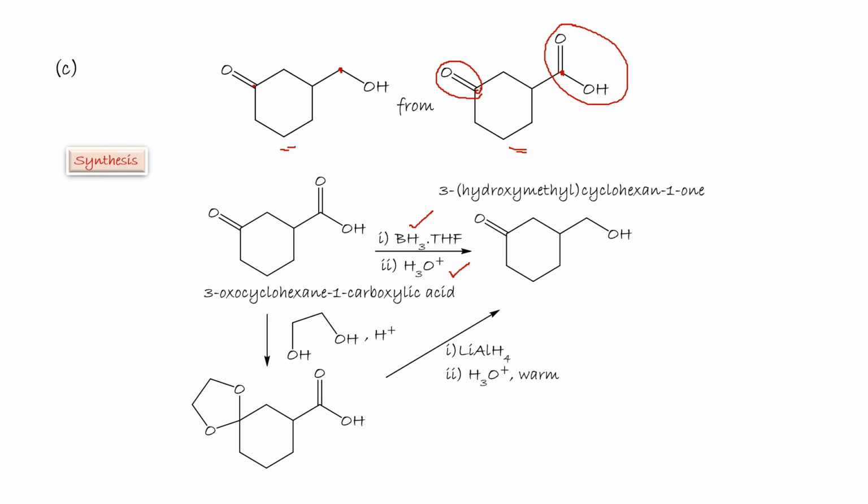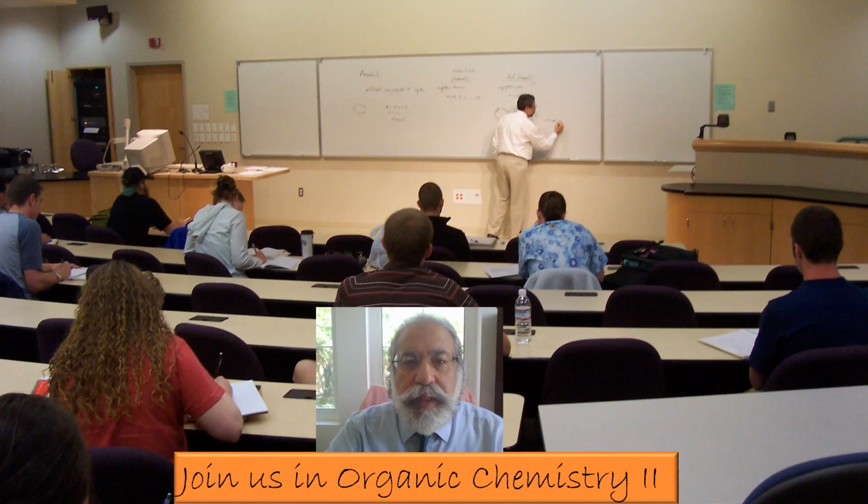We can do the same by first protecting the ketone, acetal formation using glycol in catalytic amount of acid, then reduce the carboxylic acid with lithium aluminum hydride, followed by hydrolysis and warming to hydrolyze the compound to the alcohol and break back the acetal to the carbonyl. See you next lecture.